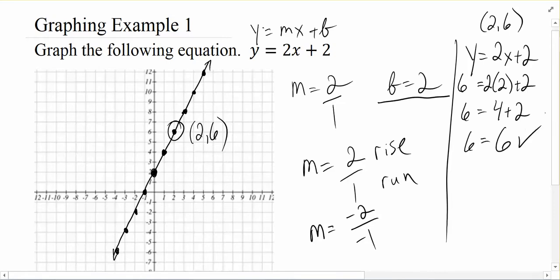So the fact that we get this true statement of 6 equals 6 tells me that I'm probably correct with this graph, because I have this ordered pair that I thought worked based on slope and intercept. When I plugged it in, it actually did work. That's good. If we would have got something like 6 equals 2, then we would know that that point should not be on the line, which means I made a mistake somewhere, and I want to go back and find my error.